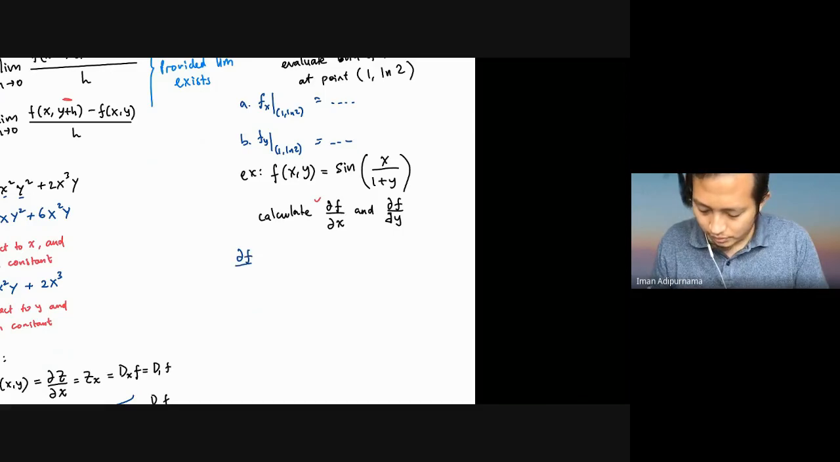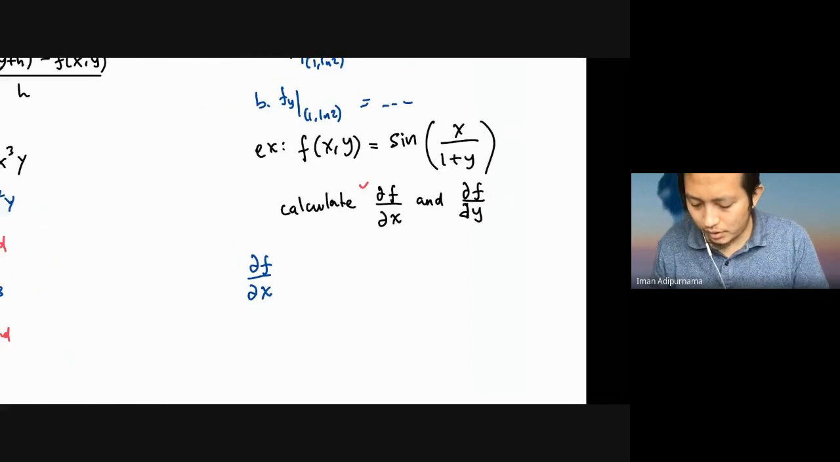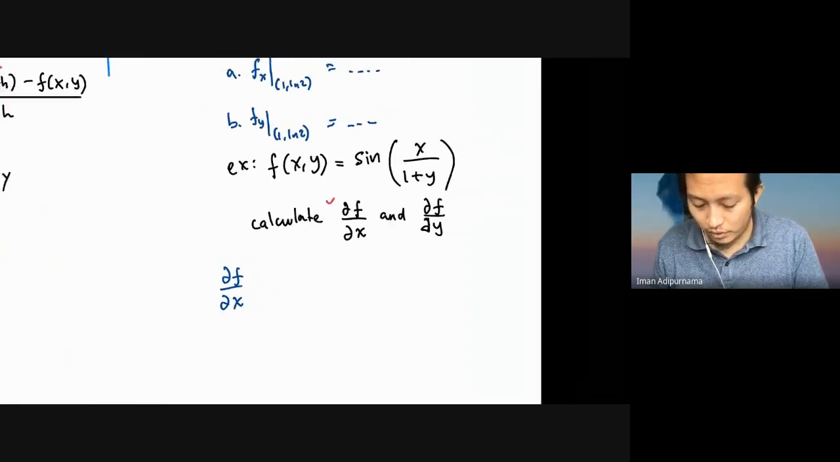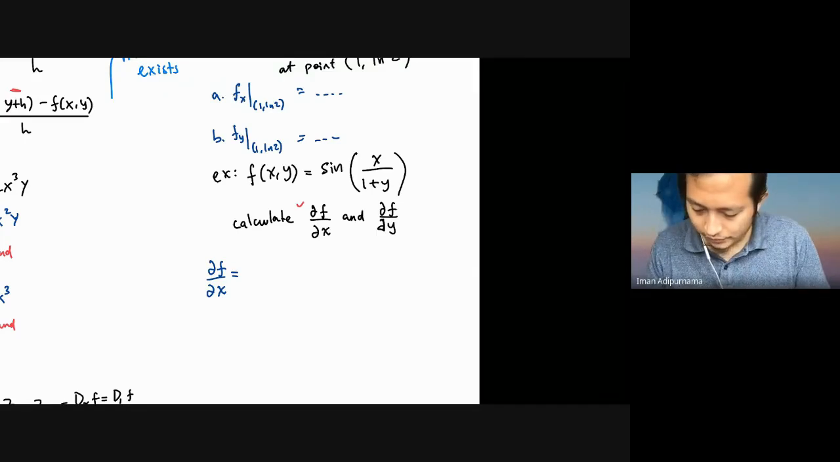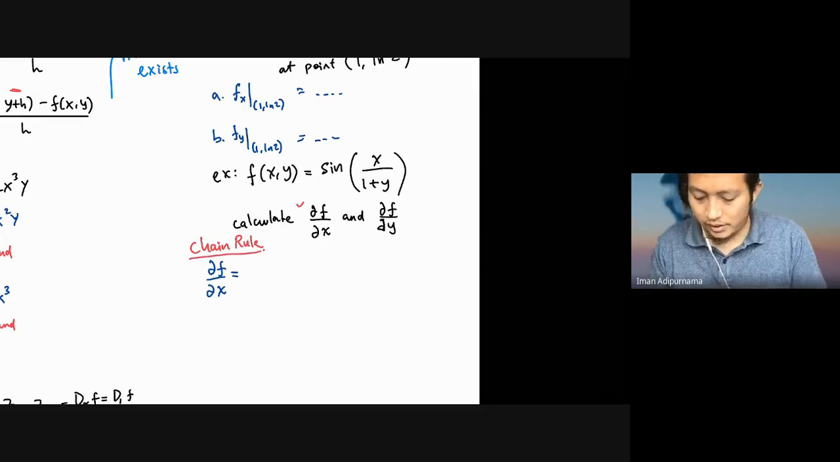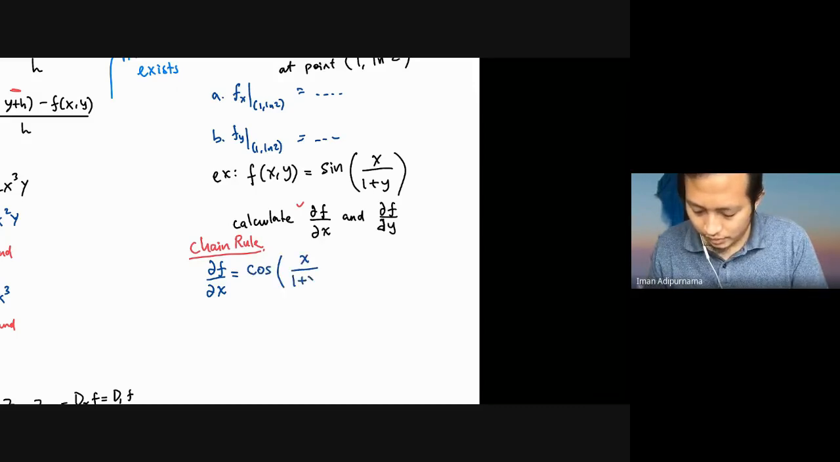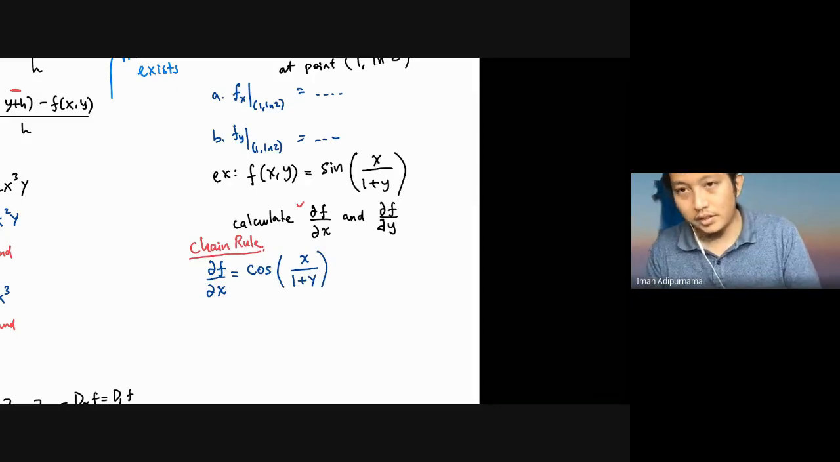So let me do, usually I'm saying the Leibniz as dou f dou x. So we say dou f dou x. So first thing is remember the chain rule, okay? The chain rule, first you need to differentiate, sine becomes cos. Write everything in the inside, right? And then multiply with the chain rule of the partial x.